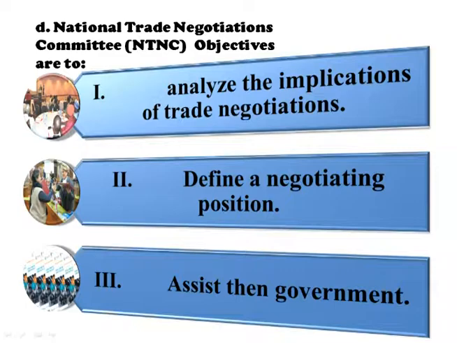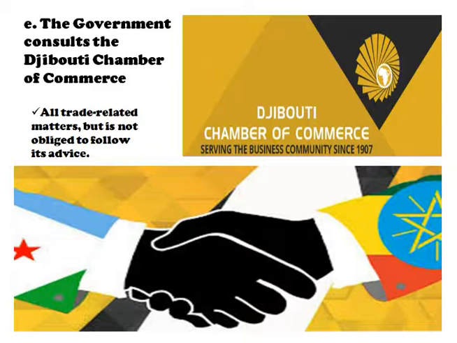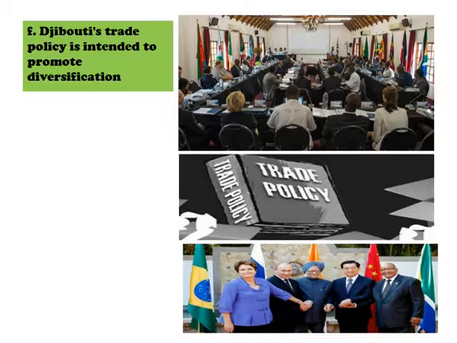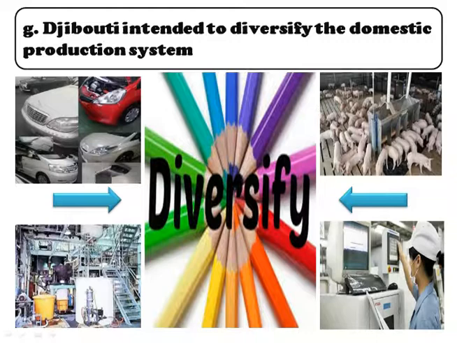The government consults the Djibouti Chamber of Commerce on all trade-related matters, but is not obliged to follow its advice. Djibouti's trade policy is intended to promote diversification of the domestic production system, with a larger private sector contribution to GDP, excluding port activities, an increased share of the secondary sector, and business formalization and structuring.